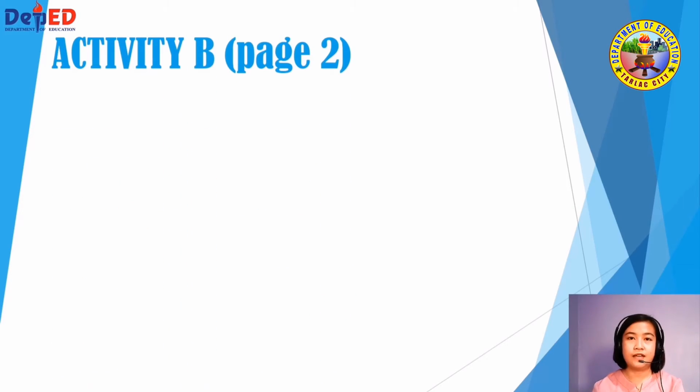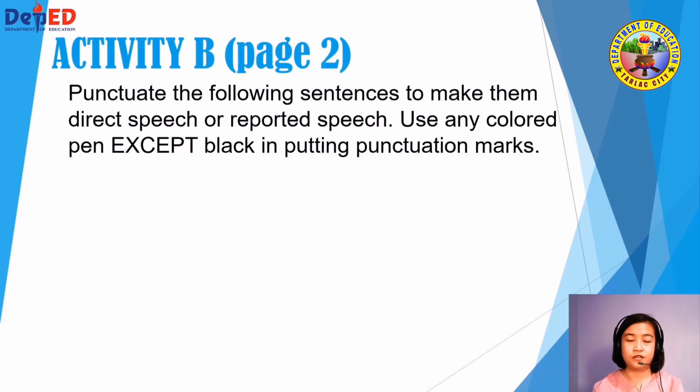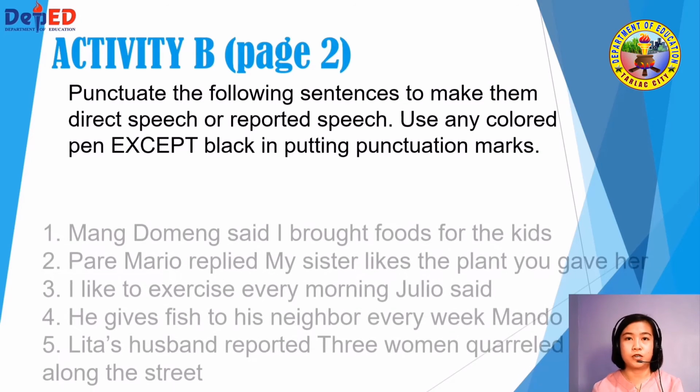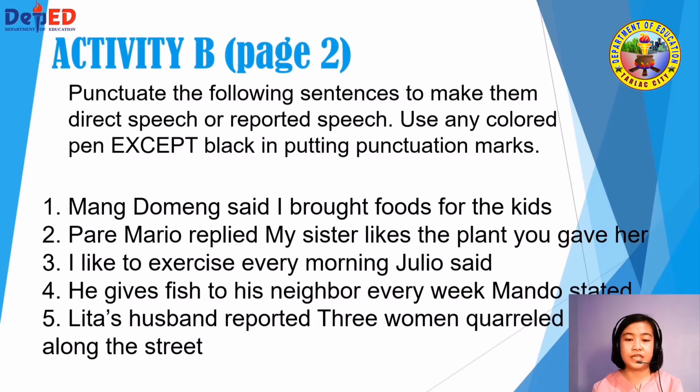Let's have activity B, which can also be found on page 2. Here, you're going to punctuate the following sentences to make them direct speech or reported speech. Use any colored pen except black in putting punctuation marks. Here are the 5 sentences.